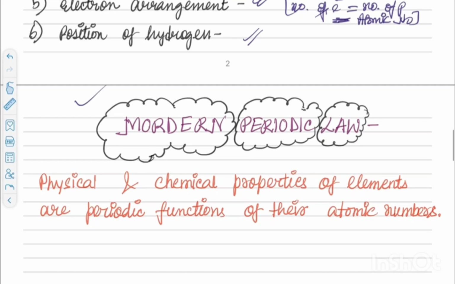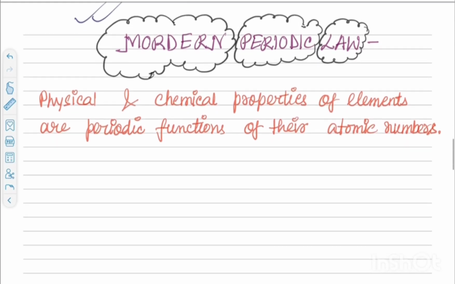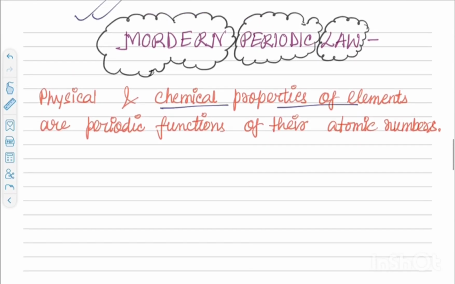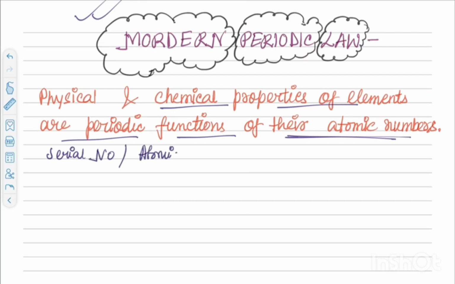And finally, our modern day periodic law, which states that physical and chemical properties of elements are periodic functions of their atomic number. See, atomic number is basically a serial number. Like in school, you students will have a particular way of arrangement, like maybe alphabet A is at the beginning, then B, then C, or the toppers have roll numbers at the beginning, and so on. This serial number and roll number is similar to your atomic number.